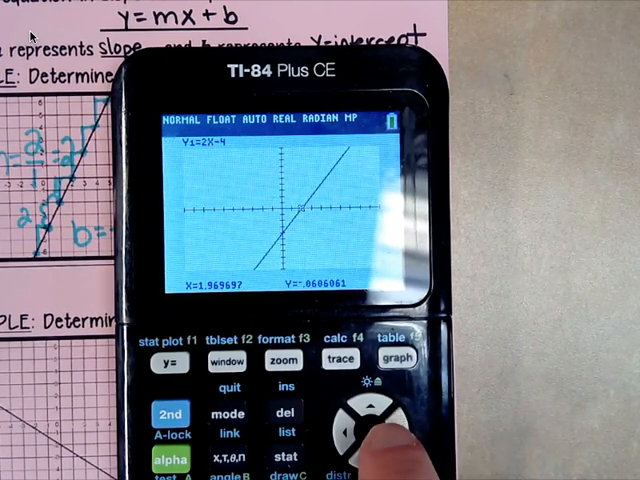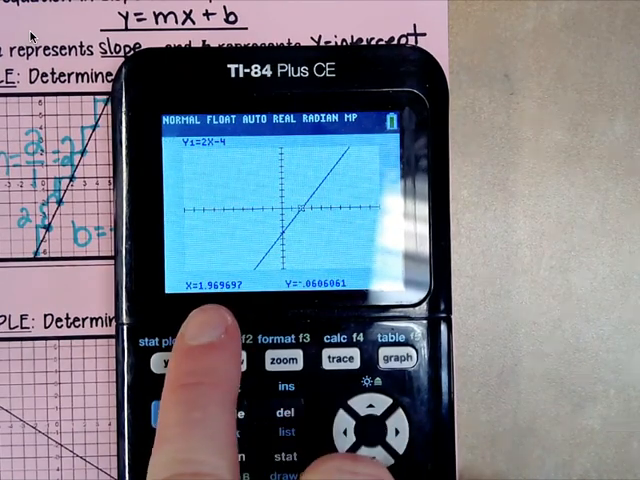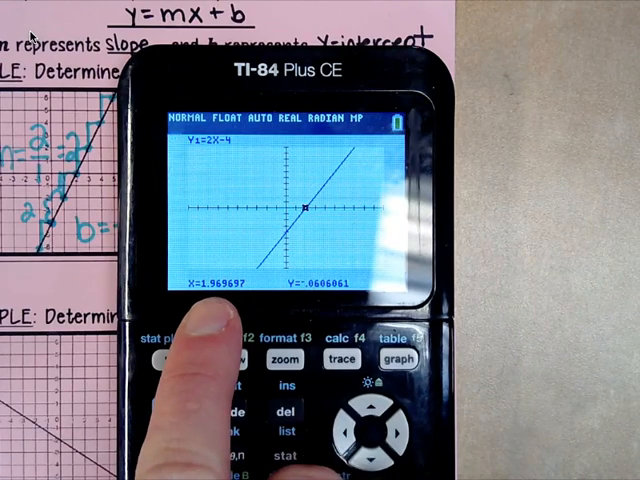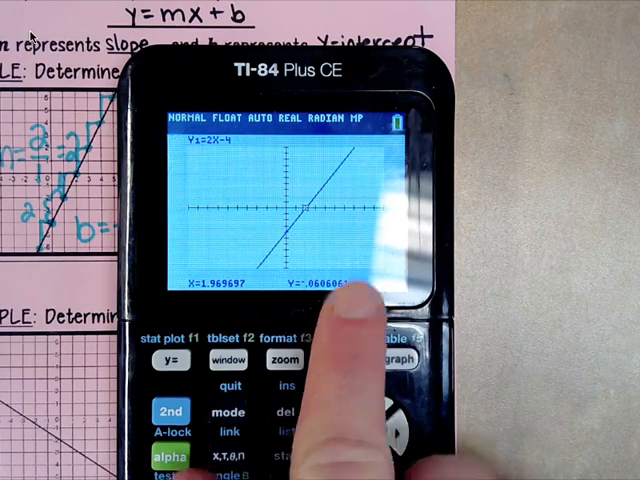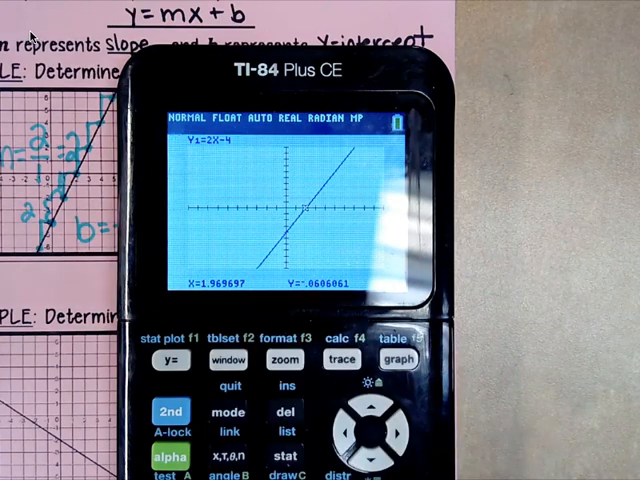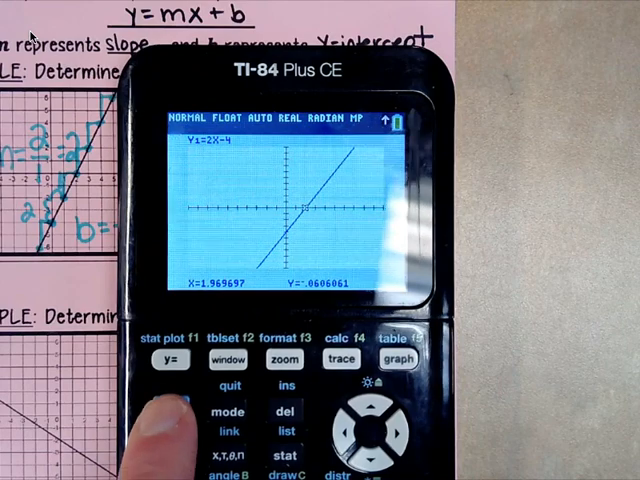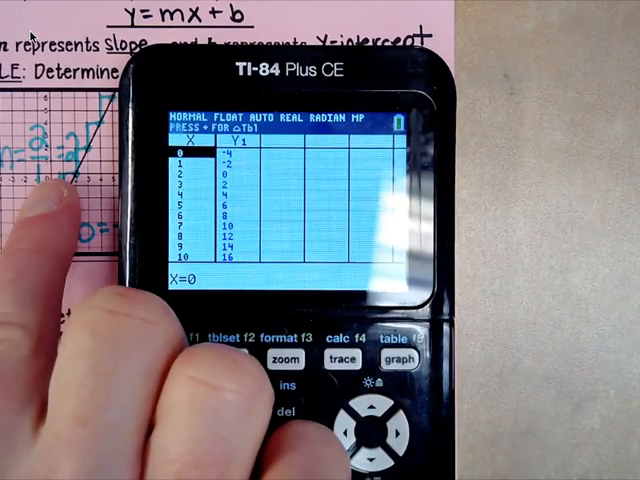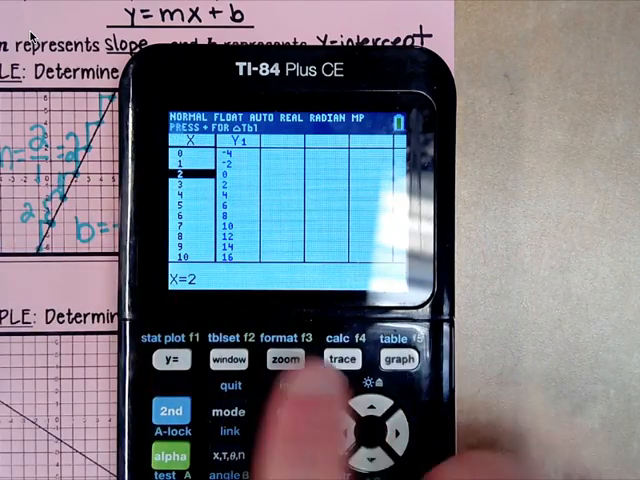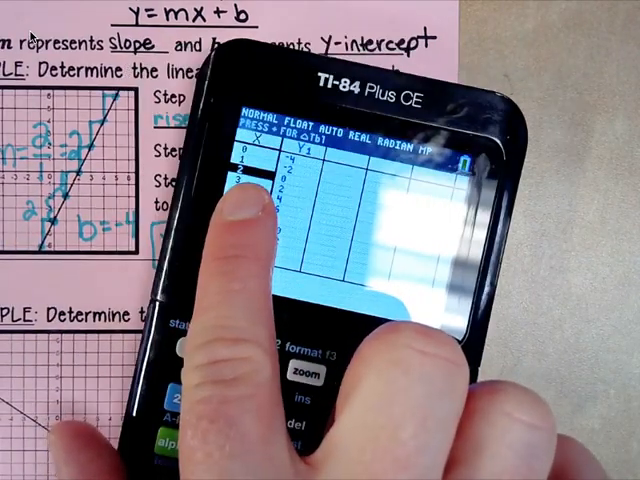And then our x-intercept says 1.96, but what would that round to? 2. And then what about negative 0.0606061? Just 0. So our calculator doesn't automatically jump to that point. It's close to the x-intercept, so we just need to know that we would round that. We could also look at the table, so second table, or second graph, and double check that our x-intercept is at 2, 0. So look, there's 2, 0. We're good. So we did it correctly.